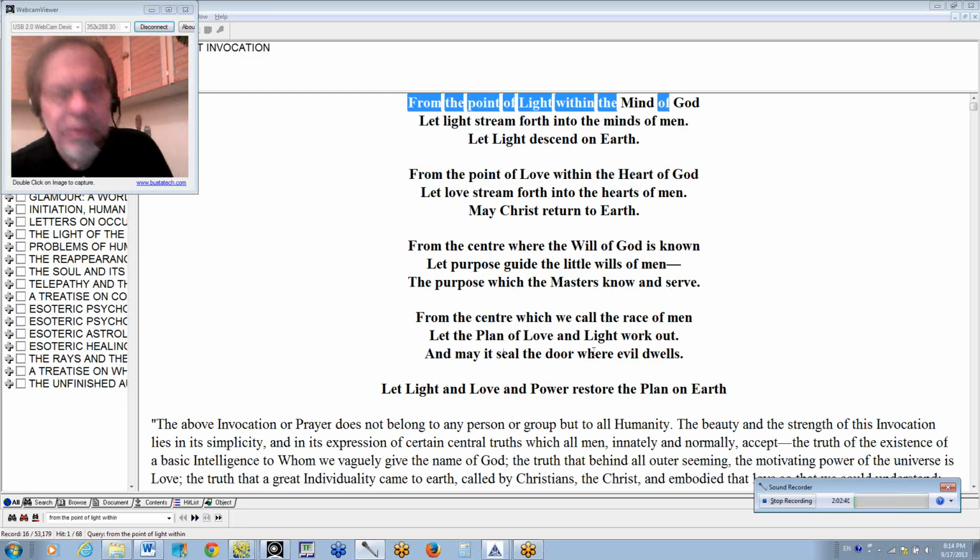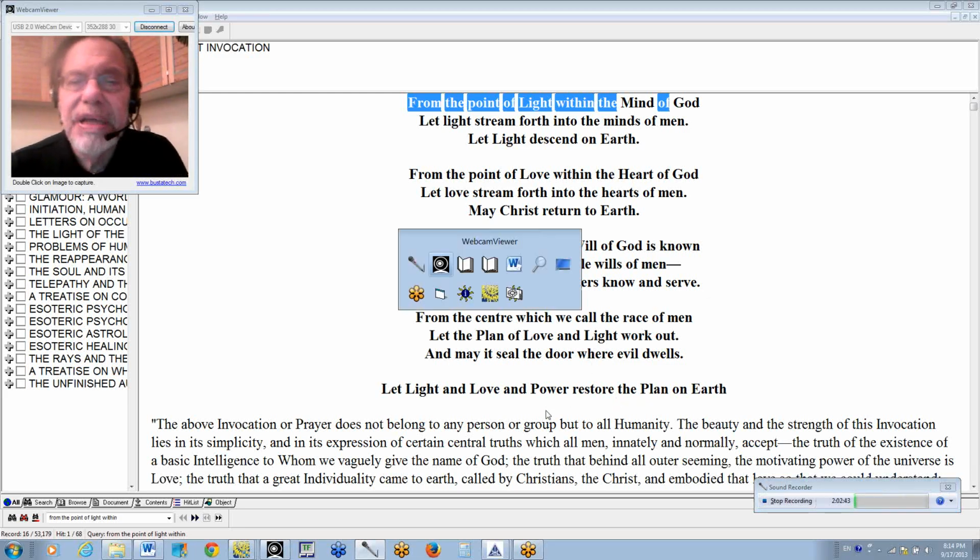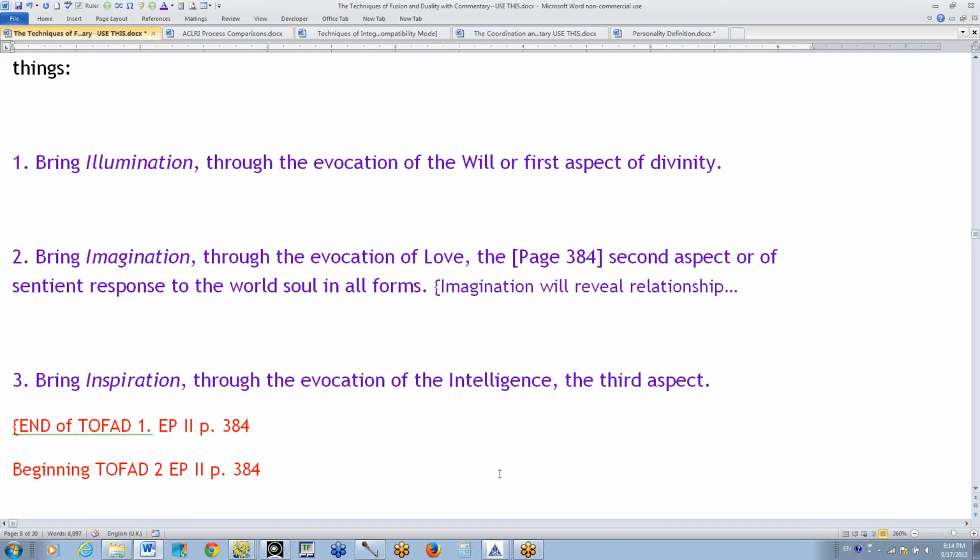Okay, friends, we'll go on with this fascinating section and try to understand the continuity between the techniques of integration, techniques of fusion, and techniques of duality, or maybe it should just be the singular, divided into different parts.